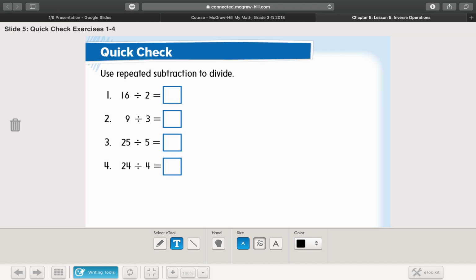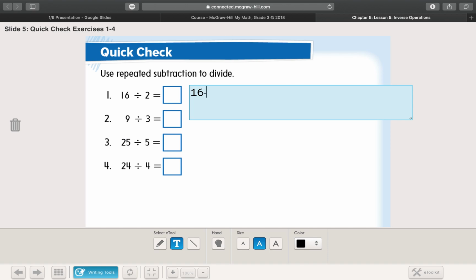I'm going to use this tool, and I'm going to make a text box. 16 divided by 2 equals what? One way I can solve when I get a division problem is I can use repeated subtraction. So I'm going to start with my big number 16, and then I'm going to start subtracting. I'm going to repeatedly subtract the second number right here, 2, until I get to 0.